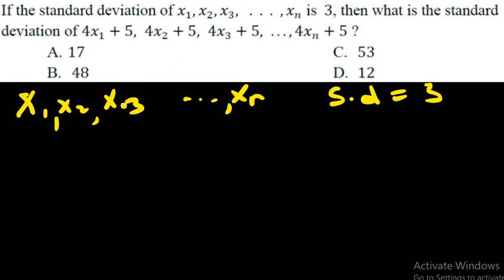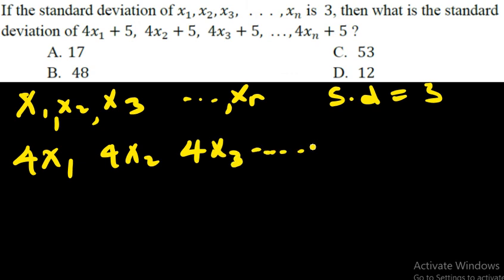By the way, remember there are rules about standard deviation. If each data is multiplied by a constant, the new standard deviation is going to be the constant times the original one. That means if you multiply each of them by, for example, 4, giving 4x1, 4x2, 4x3 until 4xn, each data is multiplied by 4. What will be the new standard deviation? The original one was 3, multiplied by 4, because each of the data is multiplied by 4, so the new standard deviation will be 12. 4 times 3.